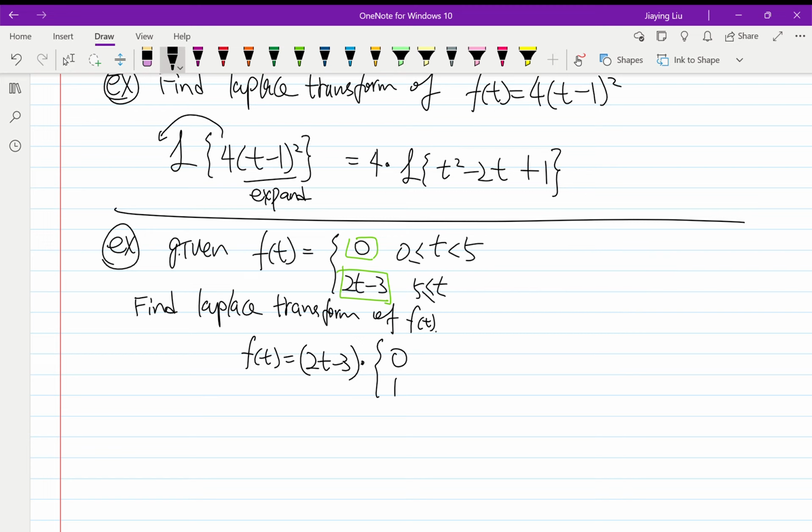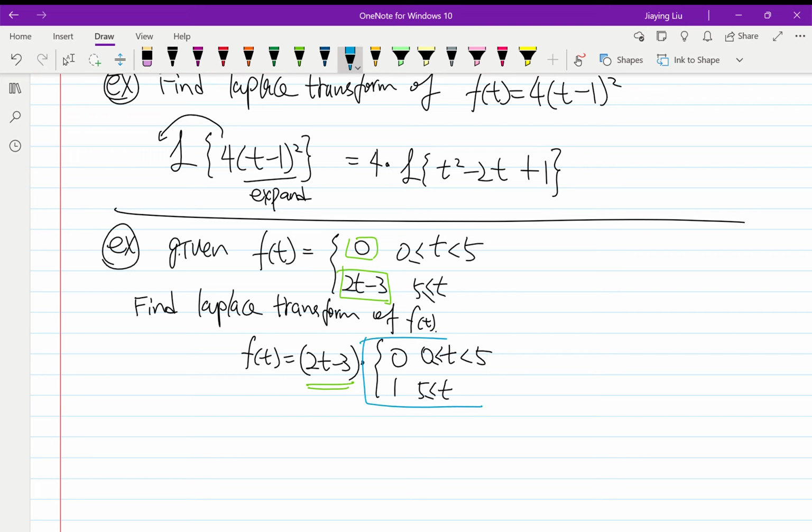Does that kind of make sense? I mean, that's not new, right? You should know that. So the interval doesn't change. So what I did is that I basically take this piecewise function, I end up with a factor, a function times a new piecewise function.